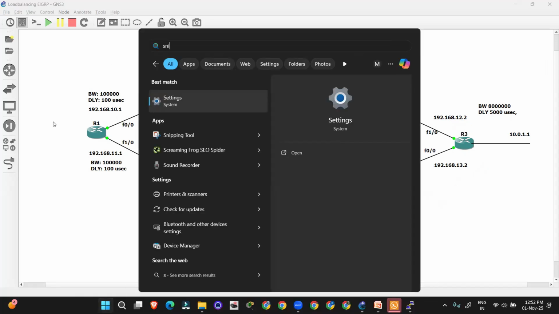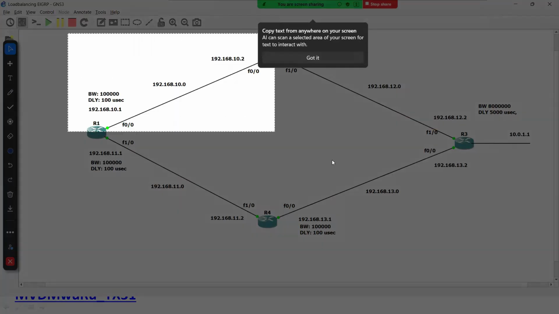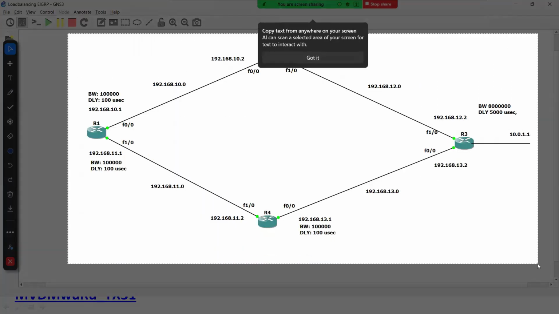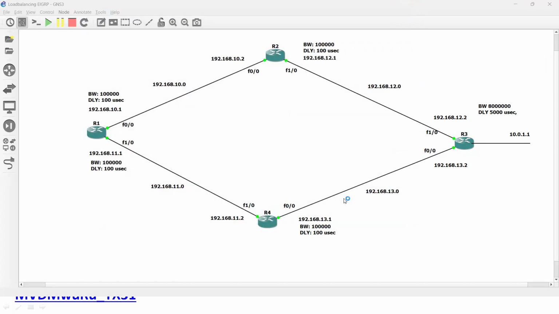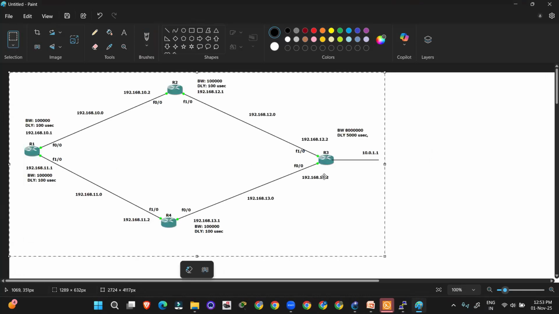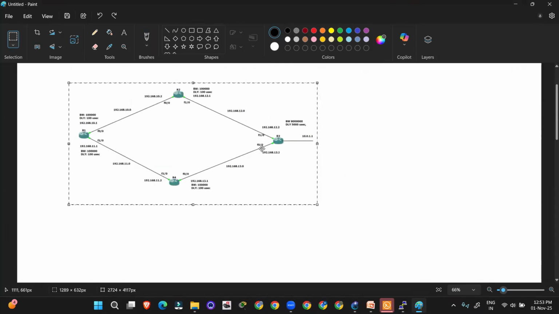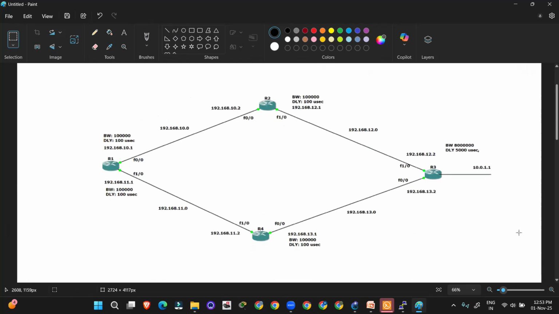Okay, snipping tool. So let me take the screenshot because we have to do some calculation over here. Copy. Let me open in Paint. Okay. Here we are going to do the calculations. So this is my network. Let's do the calculation over here.